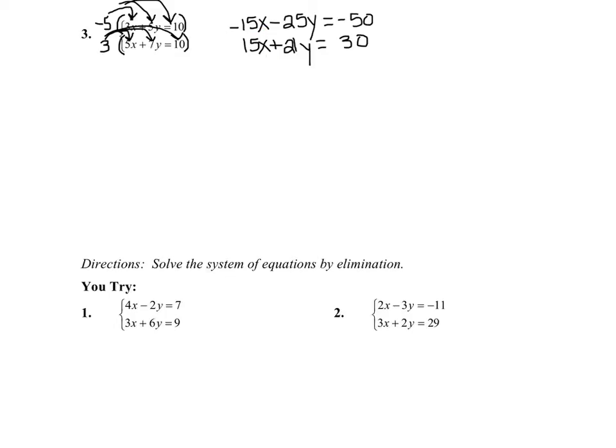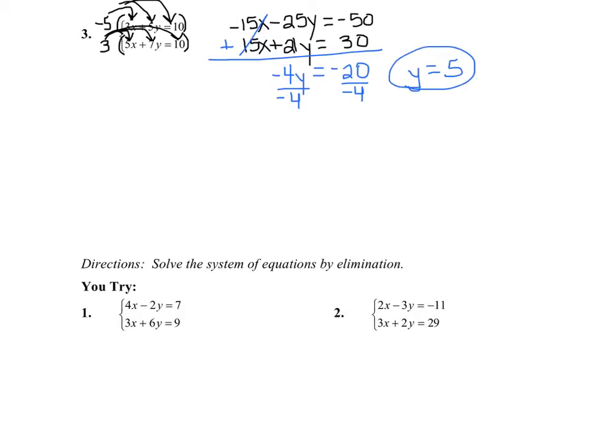And now we're going to follow the addition property using elimination. So the 15x's cancel. And now we have negative 25y plus 21y. Different signs, subtract. Keep the sign of the higher number. So you have negative 4y equals negative 50 plus 30, which gives us negative 20. And then our next step, divide by negative 4 on each side. And y equals negative 20 divided by negative 4, which is a positive 5. So y equals positive 5.